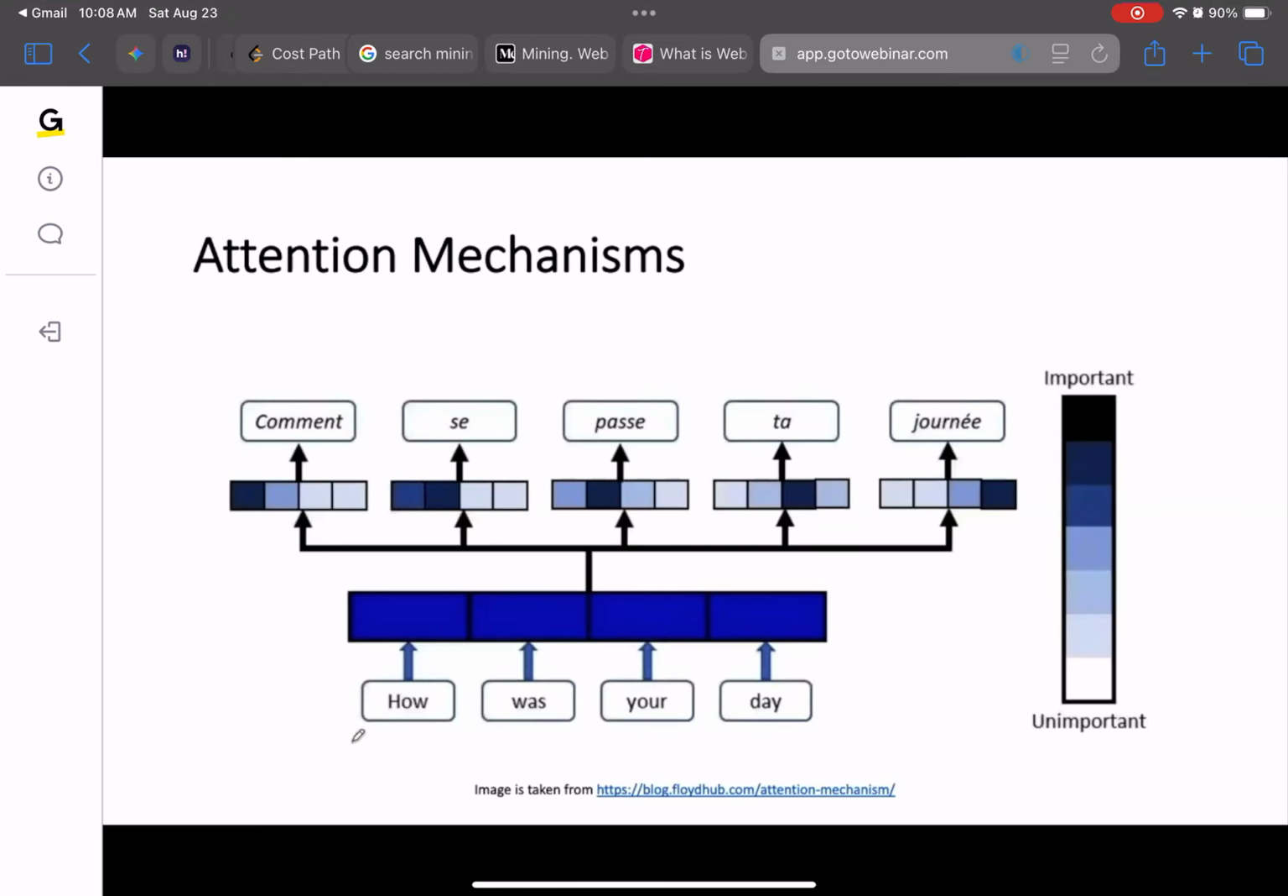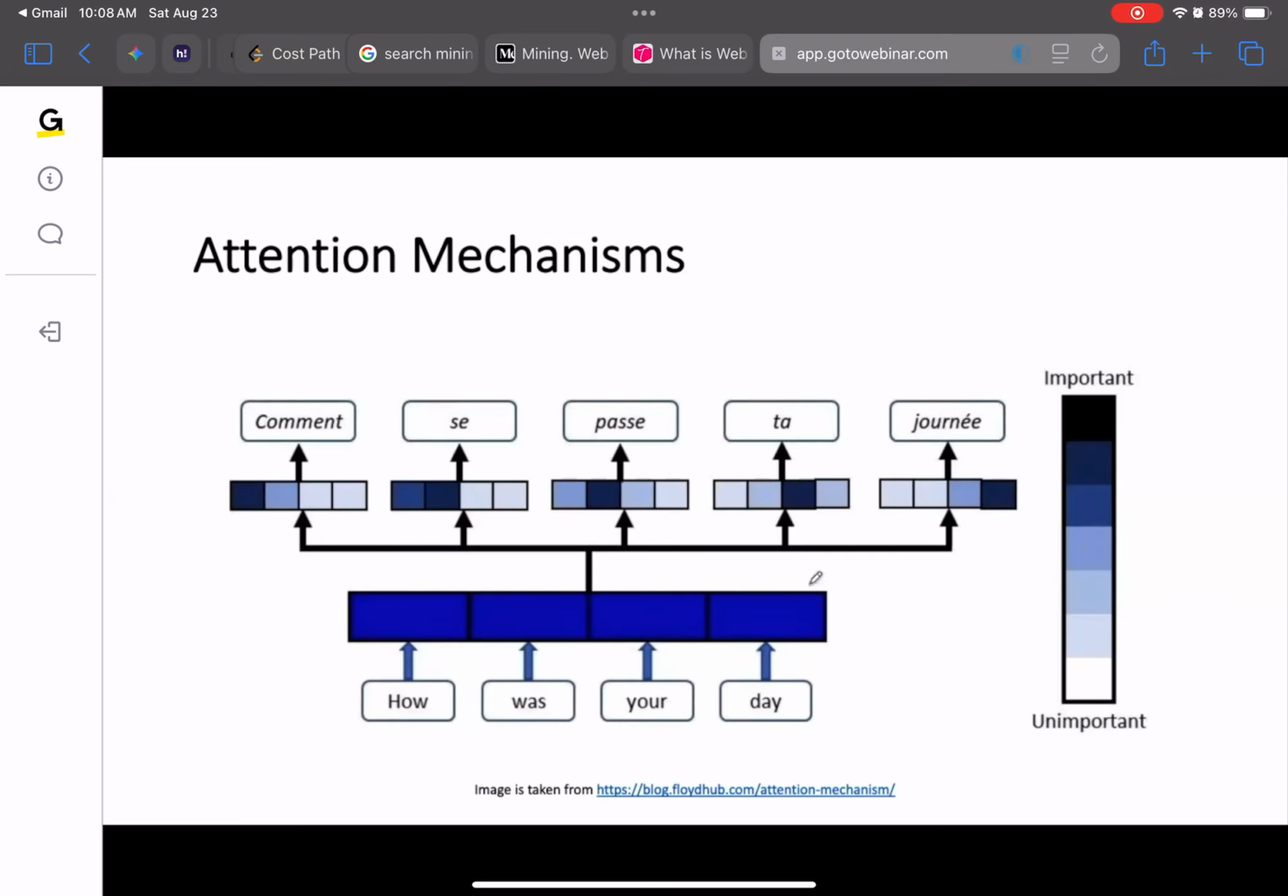Now, we have an overview of the sequence to sequence model. Now coming on to the main topic. We try to understand the intuition behind the attention mechanisms. So this is one example. We have the sentence "How was your day" in English, and we have to generate the sentence in French, "comment s'est passée ta journée". Forgive me if the pronunciation is incorrect, but yeah. This is the output sentence in French that we need to generate.